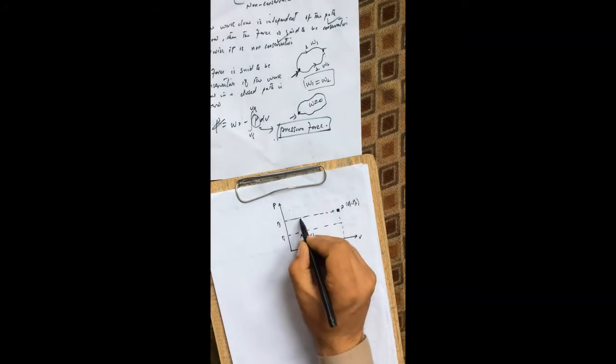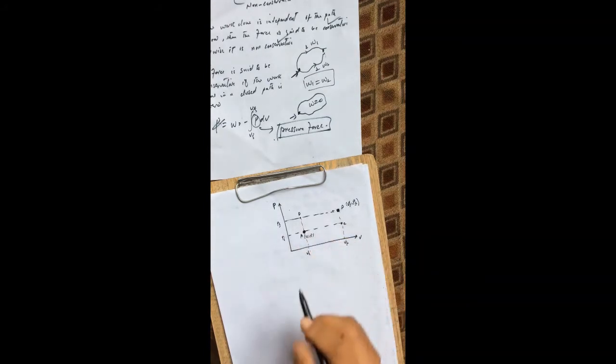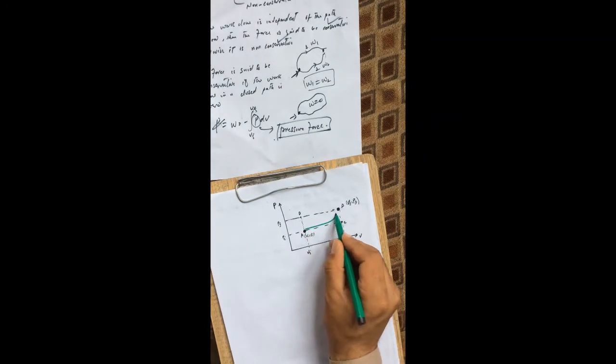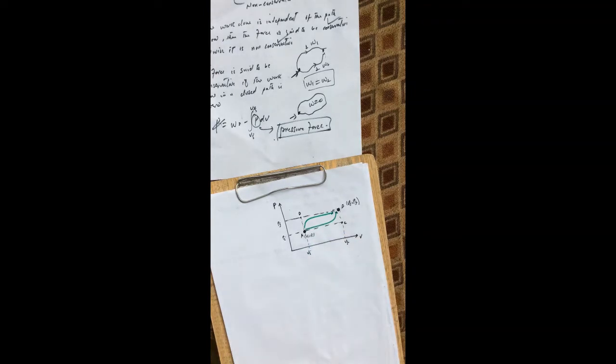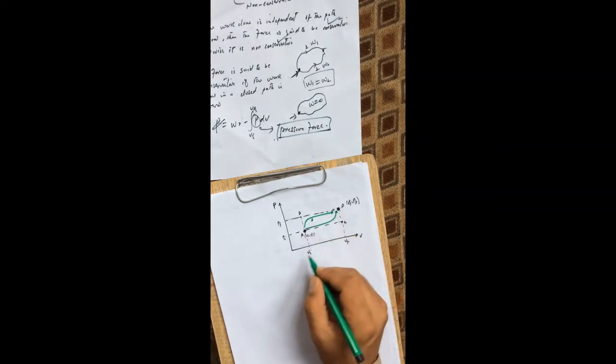So I consider two paths here. Let's suppose I call this point C and this point B. I have to bring this system along two paths. One path is this one, and one path is this one. This is my path 1 and this is my path 2.